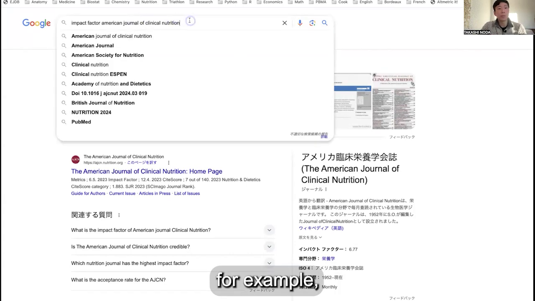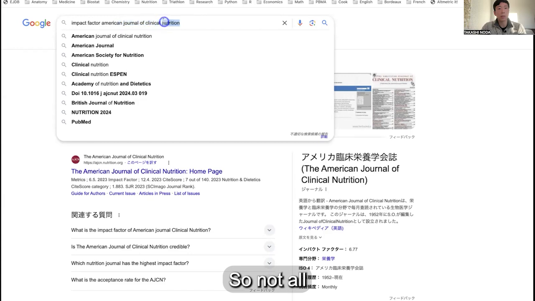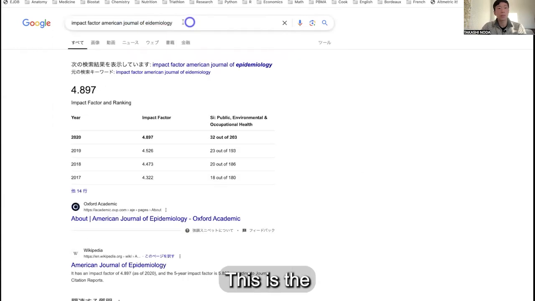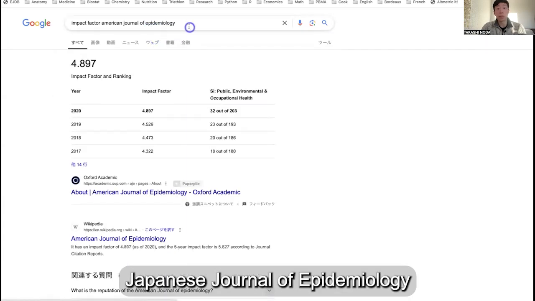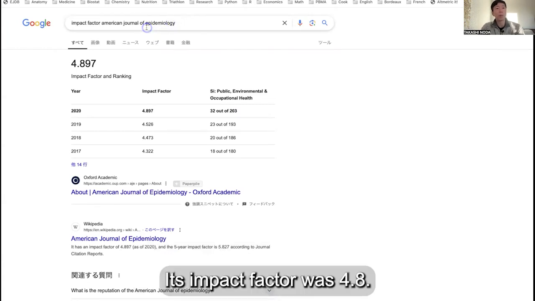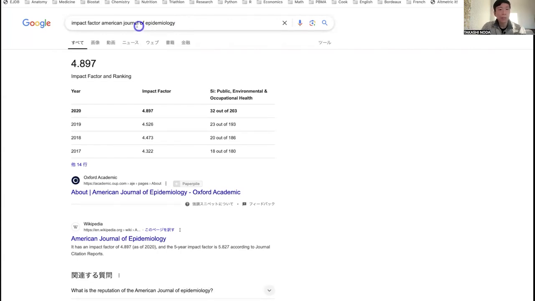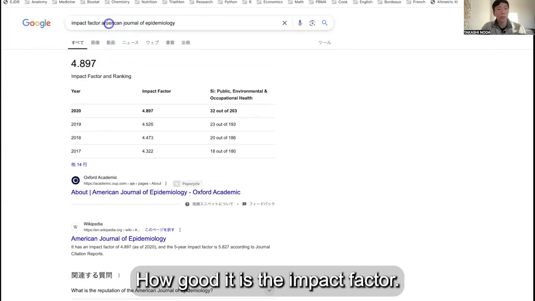For example, let's search a Japanese journal, the Japanese Journal of Epidemiology. Its impact factor is 4.8. It's kind of good, I think. But how good is it, though?